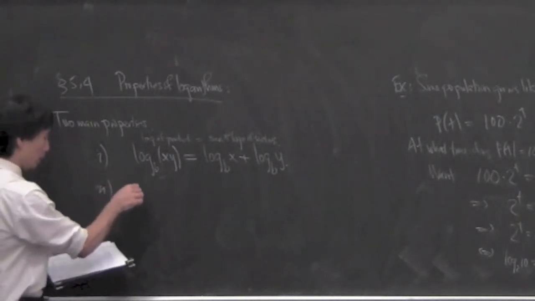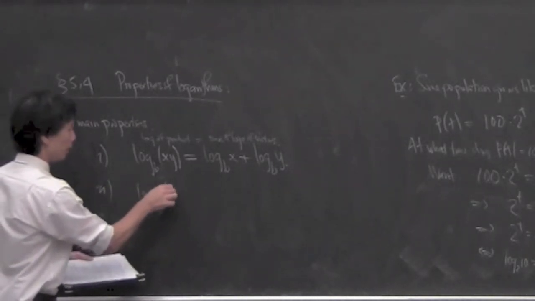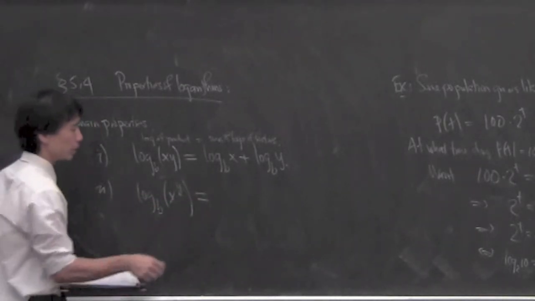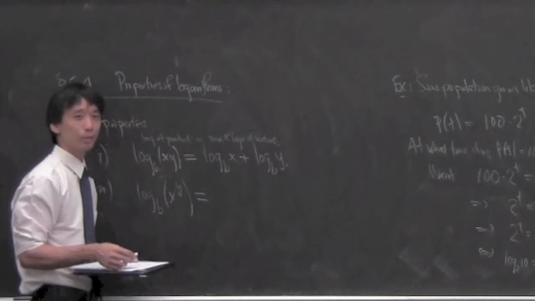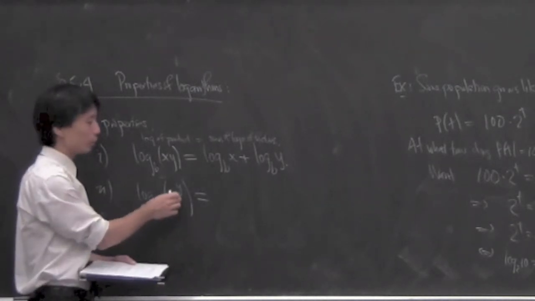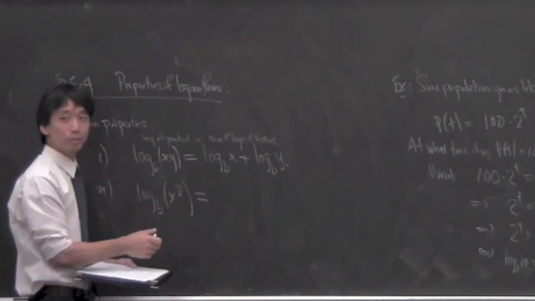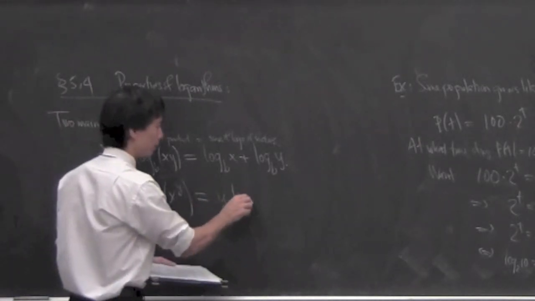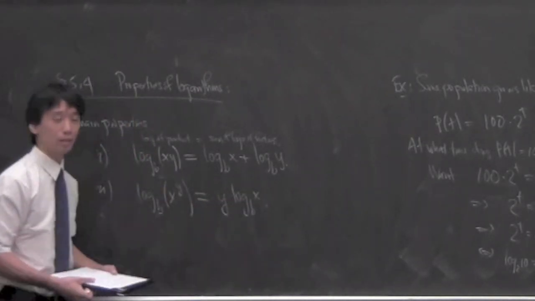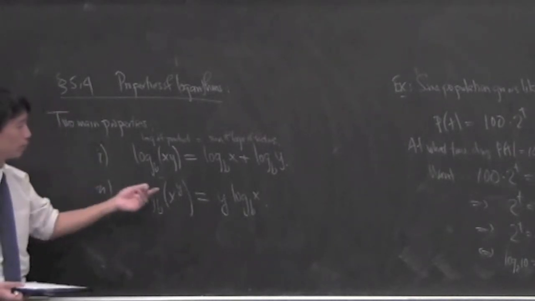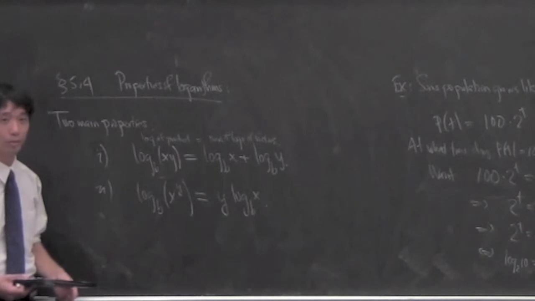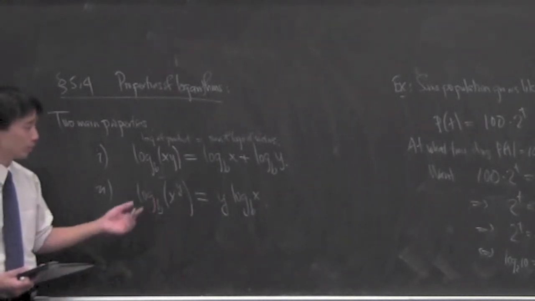Number 2: log base b of x to the y turns into, maybe this you remember, y times log x. The log of something to a power turns into multiplication. So you can pull the power out and make it a multiple.